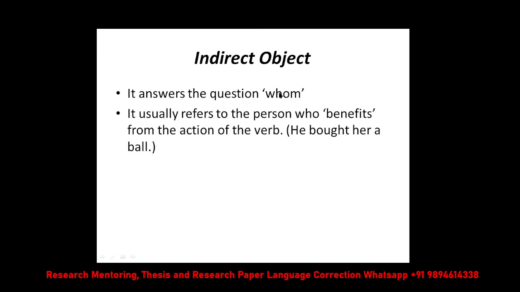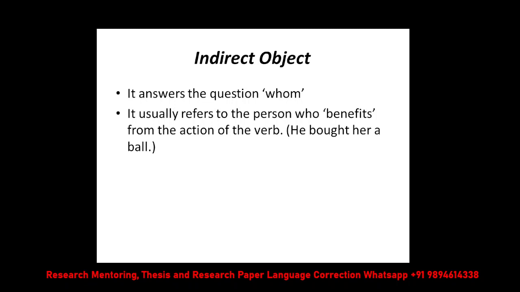Indirect object, whom? Look at that. He bought her a ball. Whom did he buy it for? He bought it for her. So here, this her is the indirect object. If you take the same sentence, he bought a ball. What did he buy? Ball. So when you ask the question what, ball comes as the answer. That's the direct object. He bought it for whom? Her. So her is an indirect object here. I think you have understood the usage of direct object and indirect object.